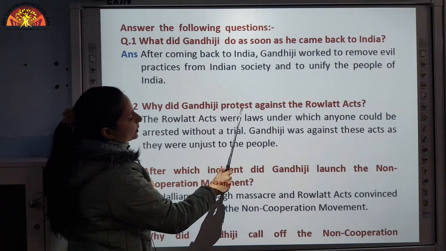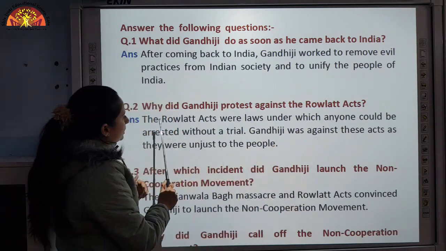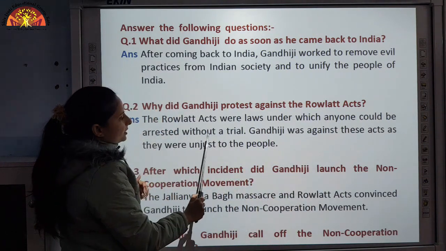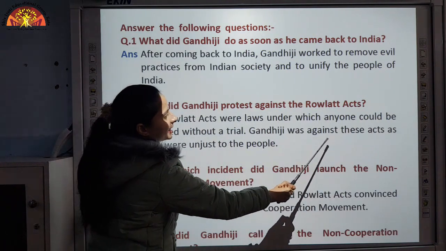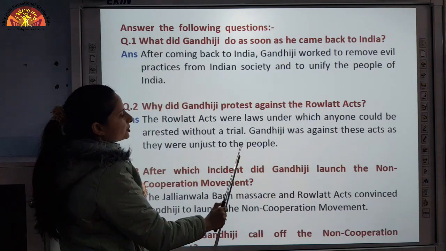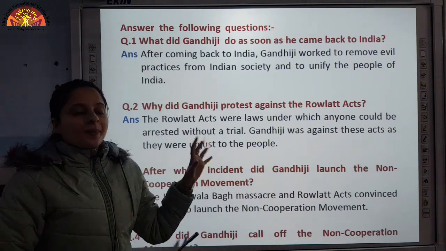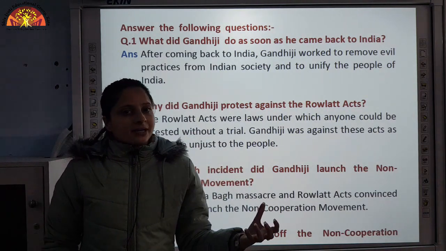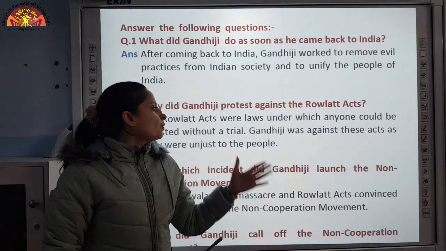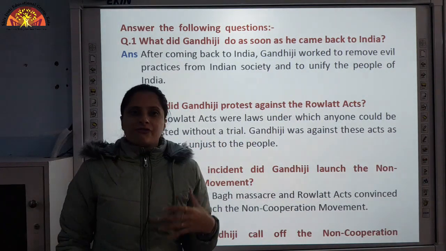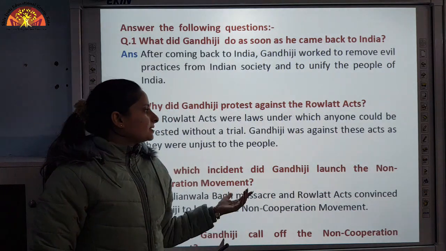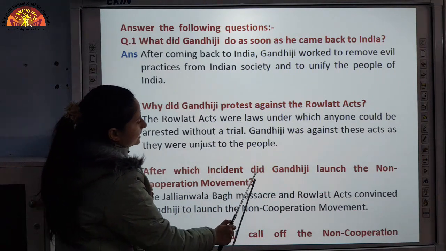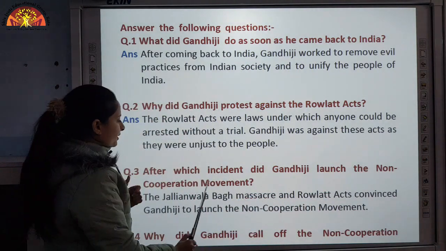Why did Gandhiji protest against the Rowlatt Acts? The Rowlatt Acts were laws under which anyone could be arrested without a trial. Gandhiji was against these acts as they were unjust to the people. Now, Rowlatt Act, which was passed in the year 1919 by the British, it was that anyone could be arrested without a trial, but Gandhiji was against this act as he felt that no one could be arrested just for suspicious beliefs.